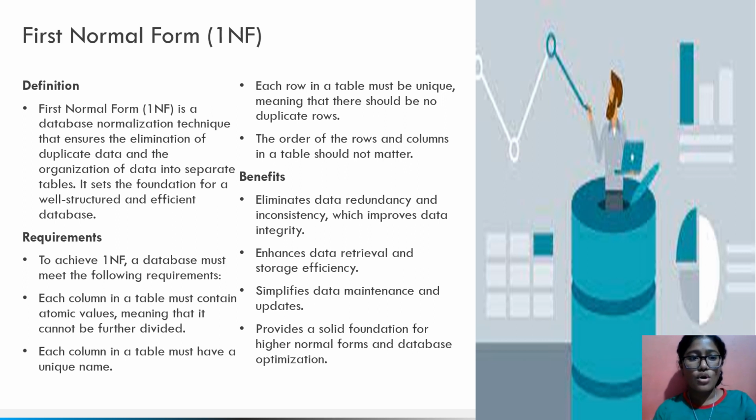So the benefits of first normal form: it eliminates data redundancy and inconsistency, which improves data integrity, enhances data retrieval and storage efficiency, simplifies data maintenance and updates, provides a solid foundation for higher normal forms and database optimization. So it provides the foundation for the other normal forms.